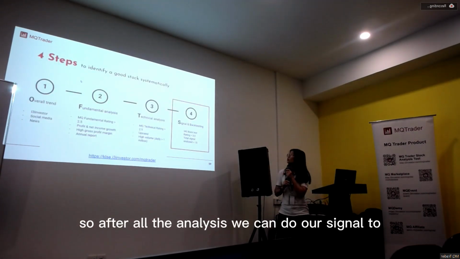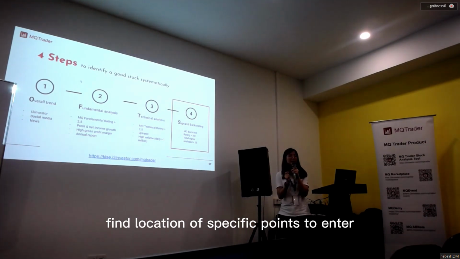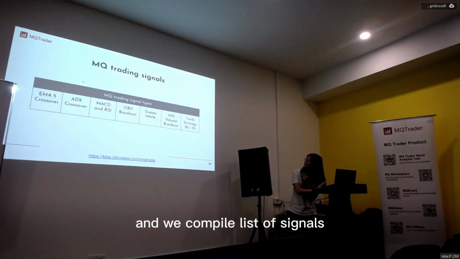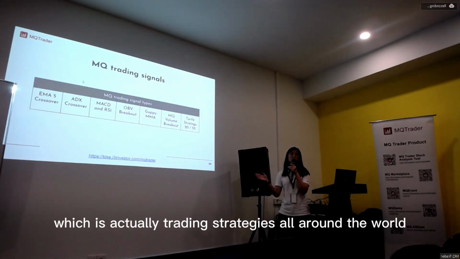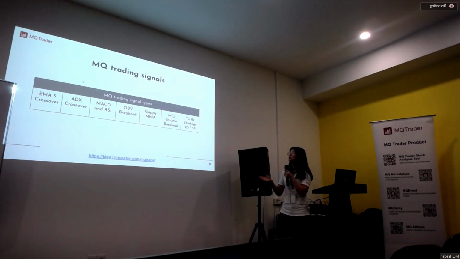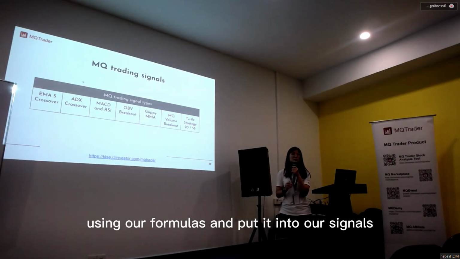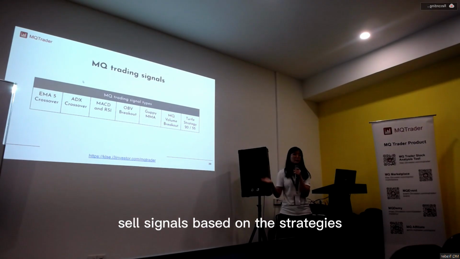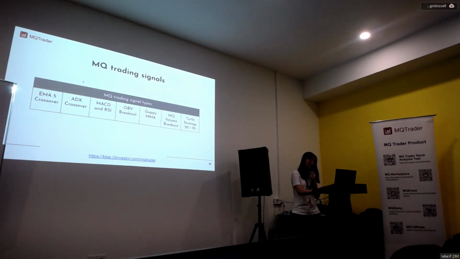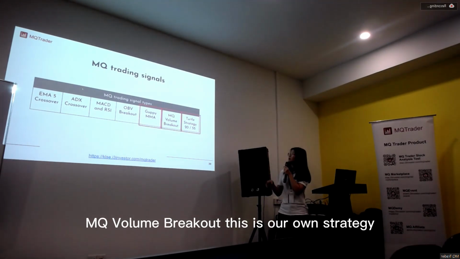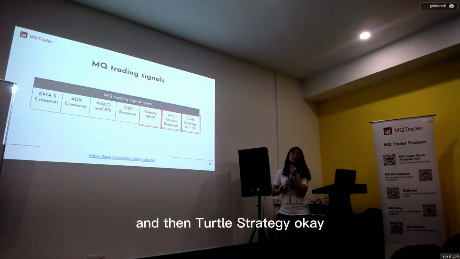So after all the analysis, we can do our signal to find indications of specific points to enter. Okay, so we have this signal and backtesting step, and we've compiled a list of signals, which are actually trading strategies from all around the world that are available on Google. You can search for these trading strategies. So we have compiled all these trading strategies using their formulas, and we put them into our signals. So when you click only once, you get all your buy and sell signals based on the strategies. Okay, and in this presentation, we will be looking at Gapi MMA, MQ volume breakout. This is our own strategy, and then a certain strategy.